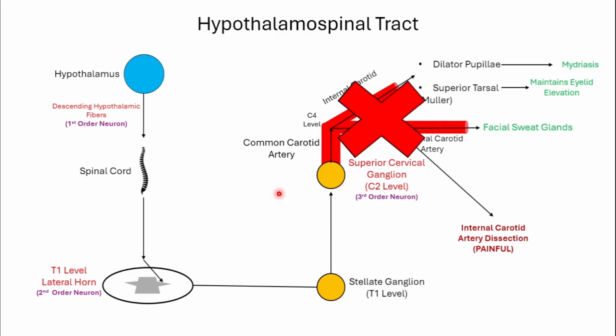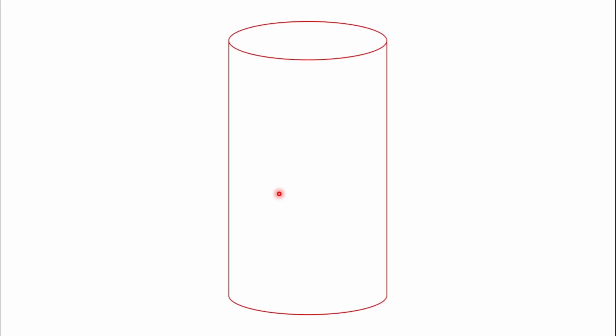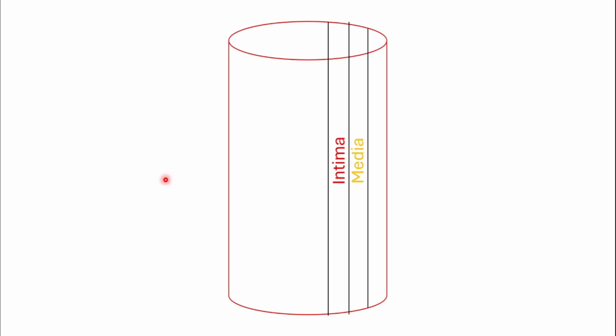So, an example of a third-order neuron lesion is an internal carotid artery dissection. We're going to talk in depth about dissections in cardio, but for now, know that an artery is composed of 3 layers. From inner to outer, they are the intima, media, and adventitia. So, if for some reason a tear happens in the intima, say for example due to hypertension, the blood in the lumen of the artery will pass through that intimal tear, creating an additional false lumen within the artery. And this condition is painful. And if it happens in the carotid arteries, it can compress the hypothalamospinal tract and cause Horner syndrome.